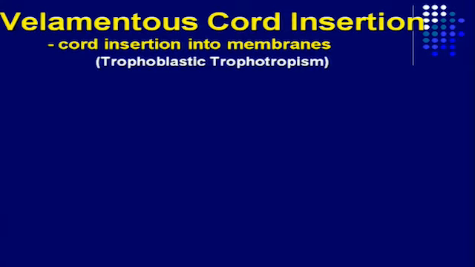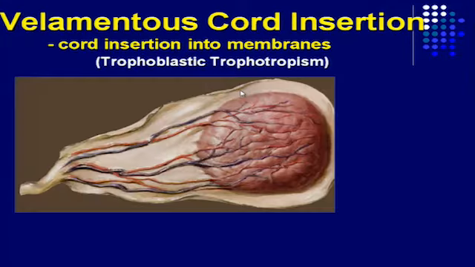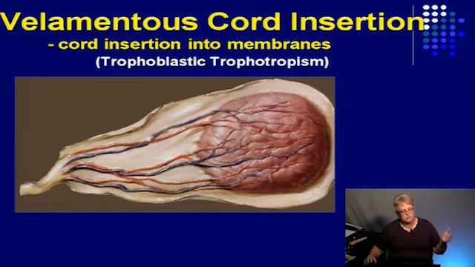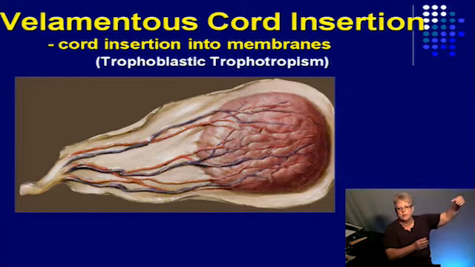Velamentous cord insertion is when the cord inserts into the membranes. It's really a result of trophoblastic trophotropism, which is wherever the placenta implants, that's where the cord is. So the cord is telling you where the initial implantation was. If there's not good blood supply there, the chorionic villi don't continue to grow there. They start to atrophy, and it starts to grow wherever there's the better blood supply.